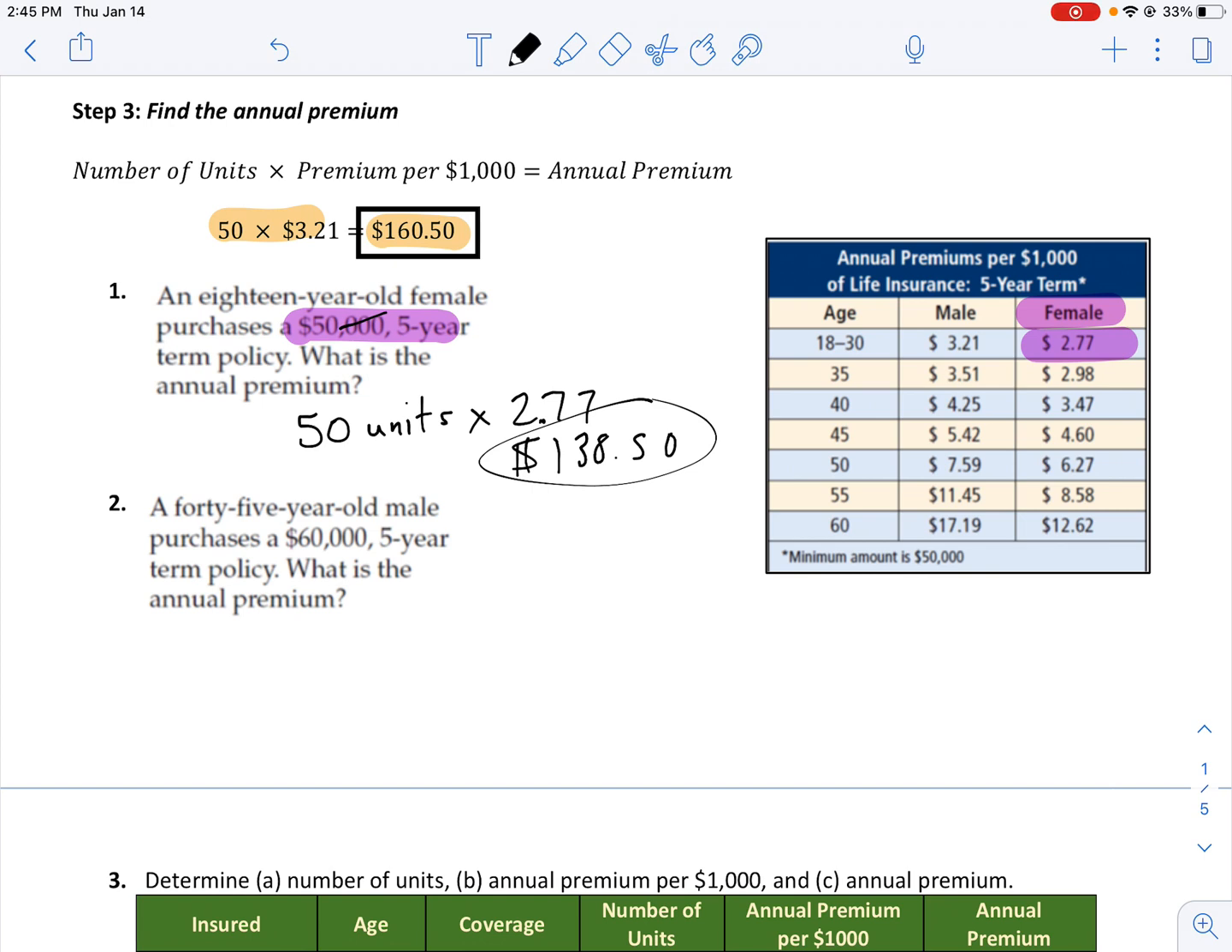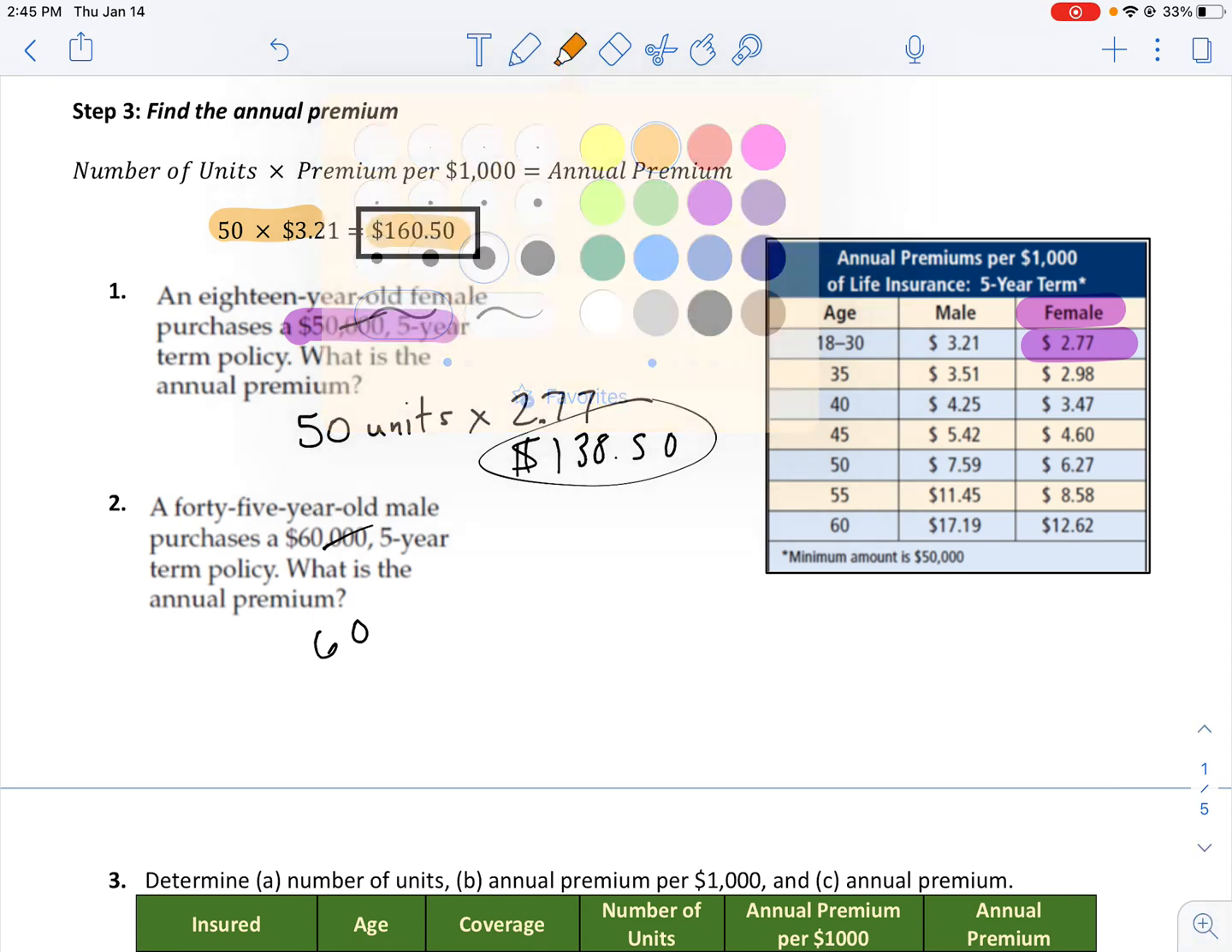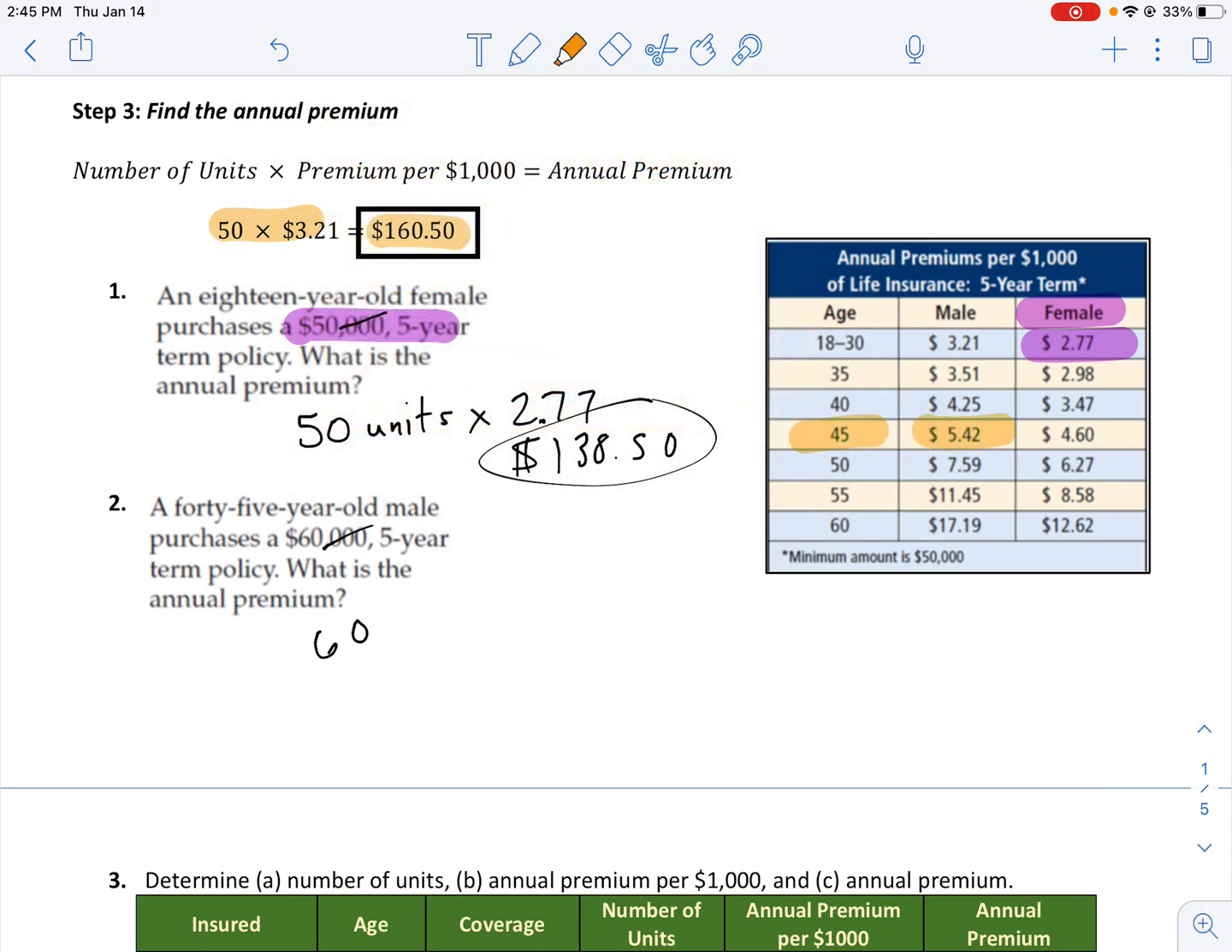Last one for this little part, 60 units, because again, 60,000, 45 and male, 45 male, 542. 60 times 542, so that's going to cost $325.20. So again, nothing too crazy here. Find the units, find the price.